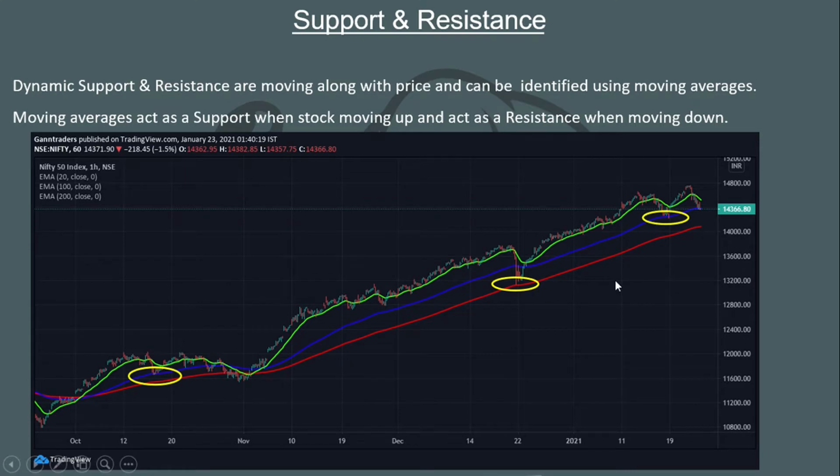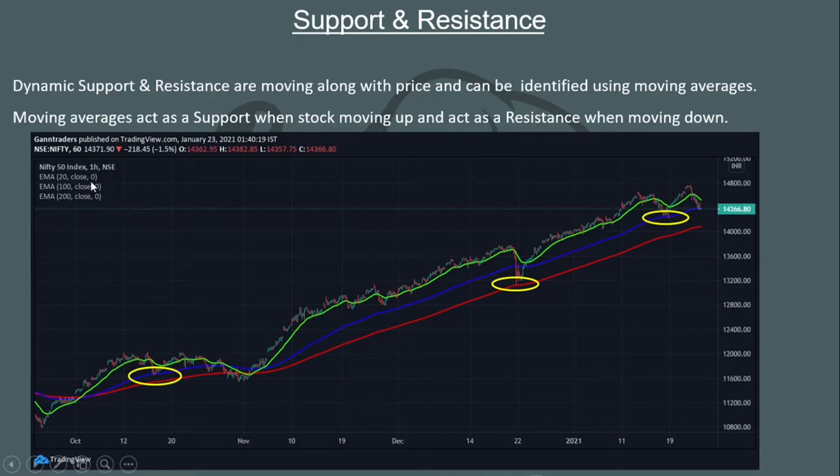Dynamic support and resistance. Dynamic support and resistance are moving along with the price and can be identified using moving averages. Moving averages act as a support when the stock is moving up and act as a resistance when it is coming down. This is the Nifty 50 chart.